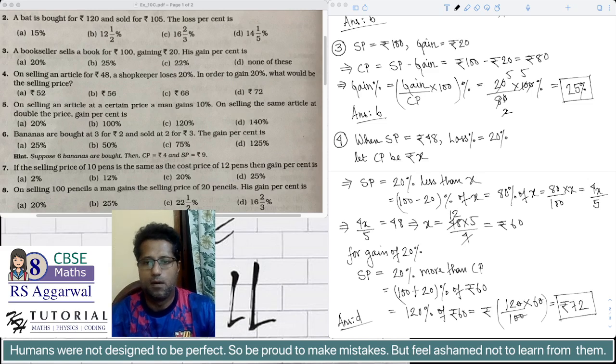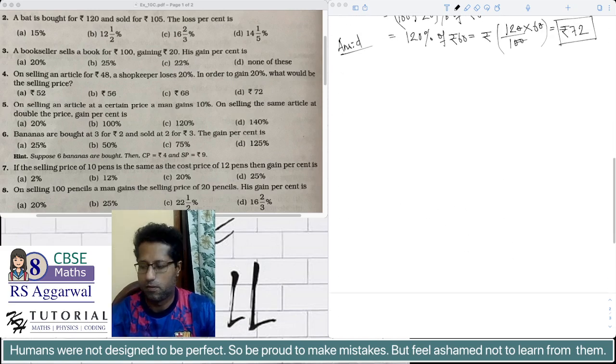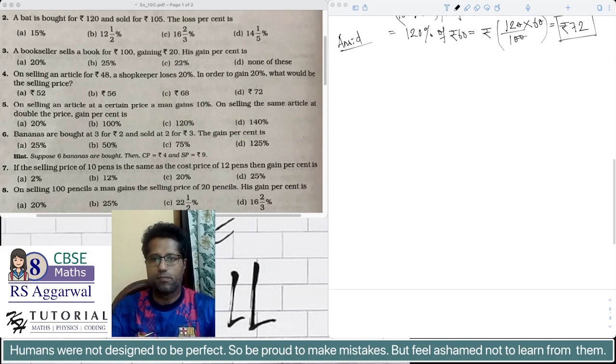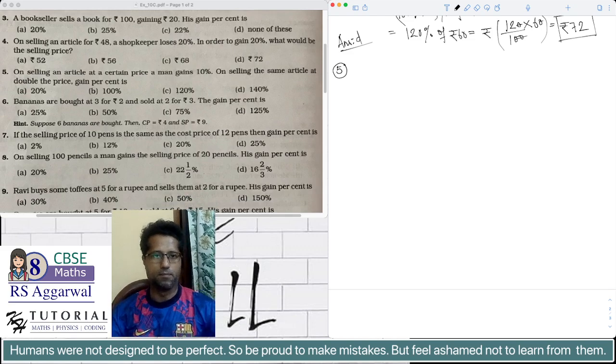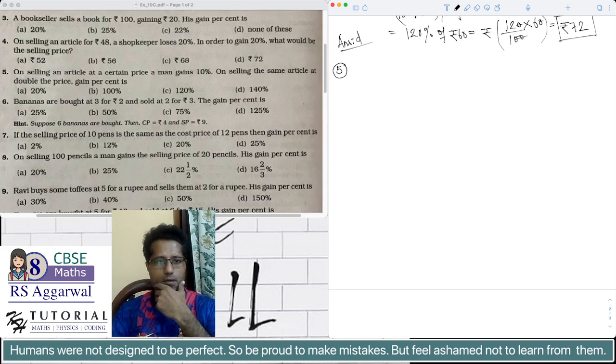Okay, let's solve question number 5. Question number 5 says, on selling an article at a certain price, a man gains 10%. On selling the same article at double the price, the gain percent is.